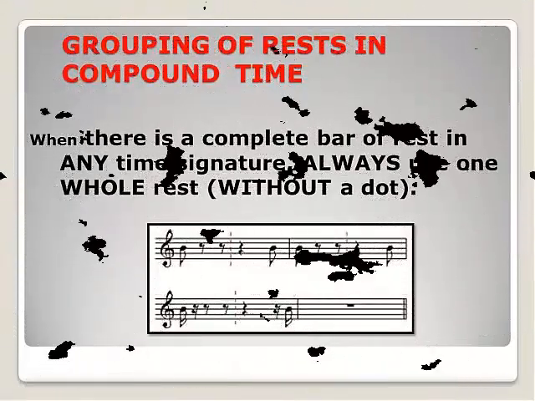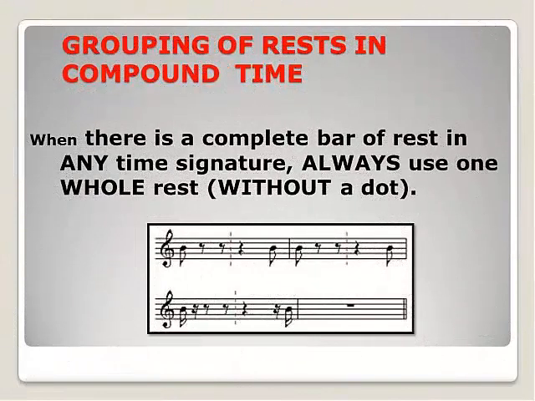Always remember that a whole rest is always a whole rest for a whole measure. Any of the time signatures that use a whole rest will be for a whole measure. In this example, you see it's in 6/8 time, but the last measure is using a whole rest.